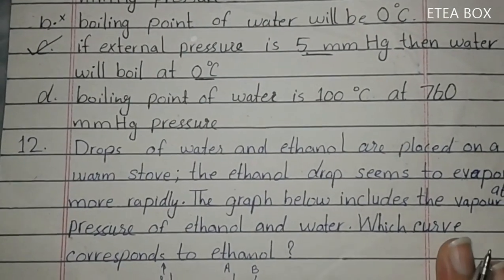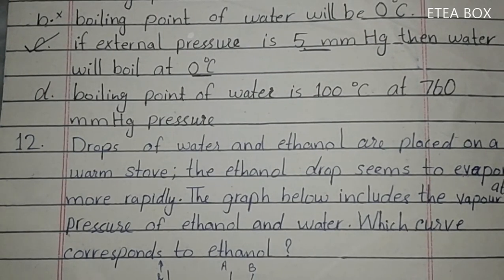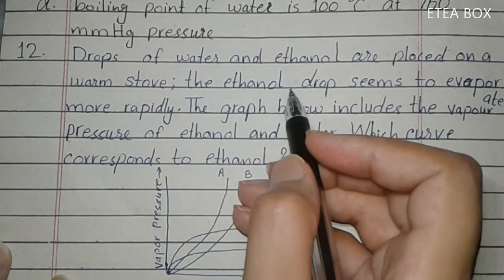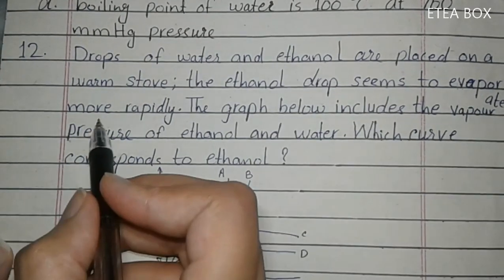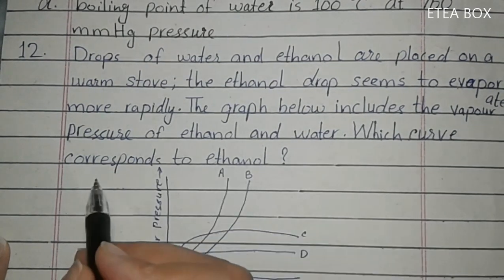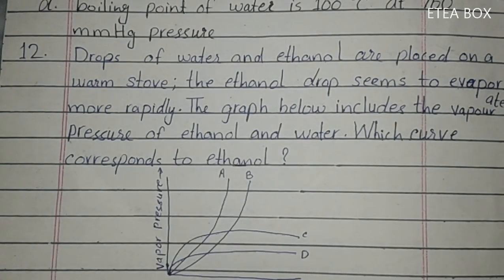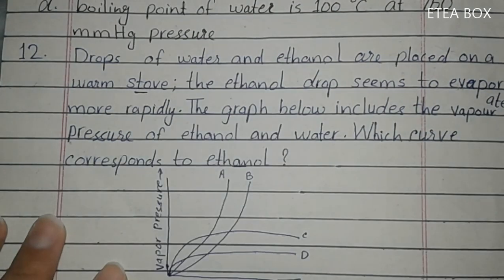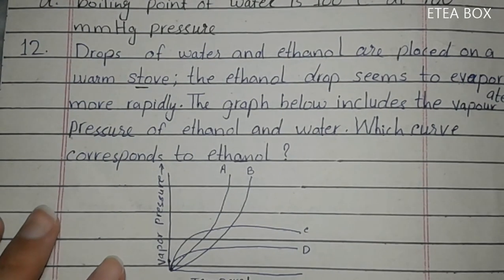Next one. Drops of water and ethanol are placed on a warm stove. The ethanol drops seem to evaporate more rapidly. The graph below includes the vapor pressure of ethanol and water. Which curve corresponds to ethanol? Now, they have given drops of water and ethanol placed on a warm stove. So what will happen? We know that ethanol is more volatile than water, and its boiling point is lower as compared to water.